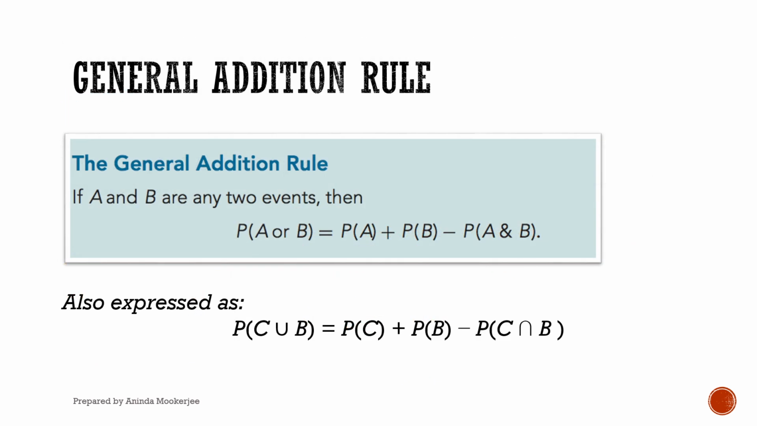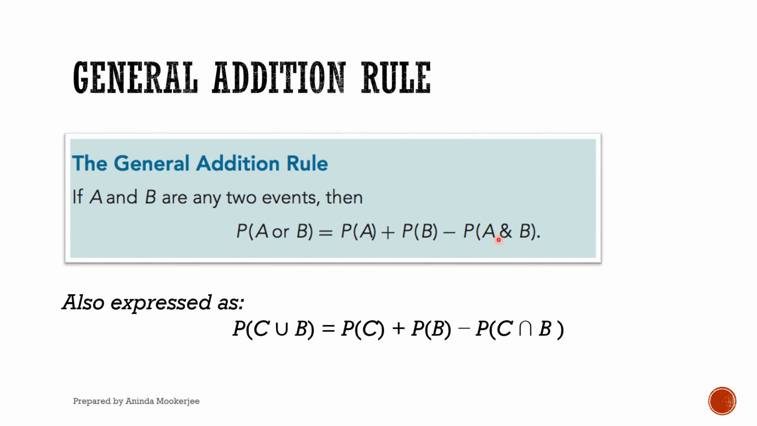Now, for events that are not mutually exclusive, we cannot use the special addition rule. For that, we have to use the general addition rule. What is the general addition rule? It says if A and B are any two events, not necessarily mutually exclusive, then the probability of A or B happening is the probability of A plus the probability of B minus the probability of A and B.